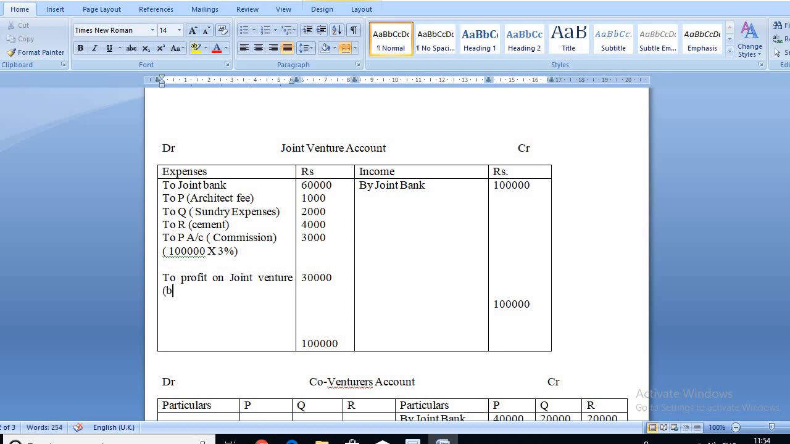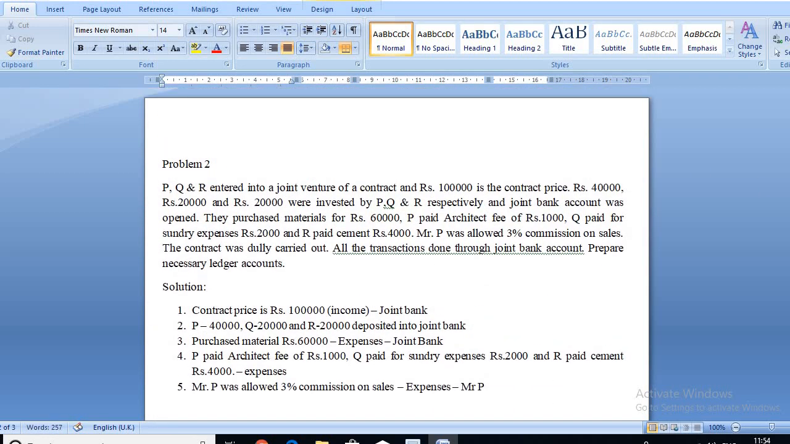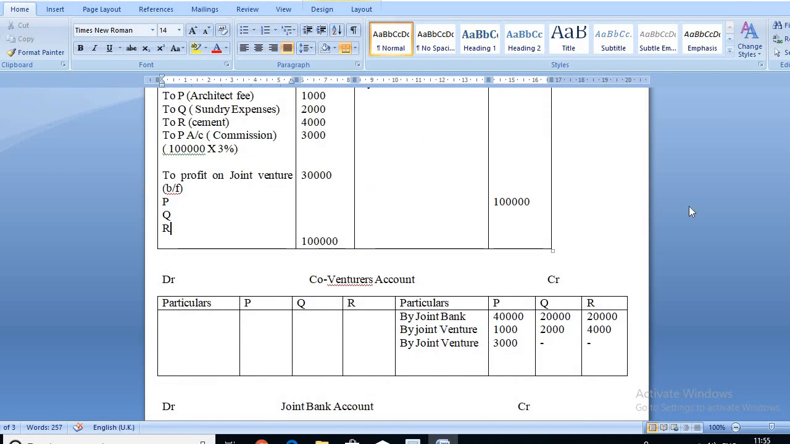P by F. And this profit is distributed to P, Q, R. So in this problem, no information was given for the distribution of profits. So in such circumstances, it should be assumed that the profit is distributed among co-venturers equally. If they give a specific ratio, you have to divide the profit according to such ratio. But in this problem, they have not given any ratio for dividing profit and loss. So here the profit is how much? 30,000. That should be divided equally between P, Q and R. That is 10,000, 10,000, 10,000. So joint venture account is over.